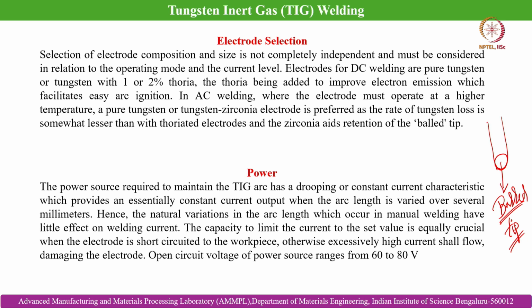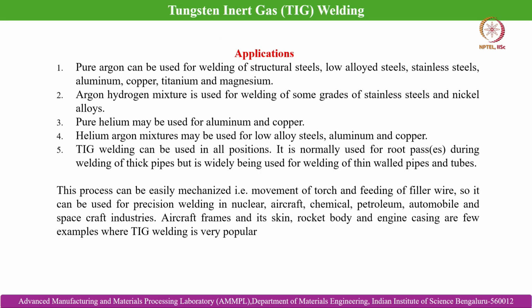The capacity to limit the current to the set value is equally crucial when the electrode is short circuited to the workpiece. Otherwise, excessively high current shall flow, damaging the electrode. The open circuit voltage of the power source ranges from 60 to 80 volt.